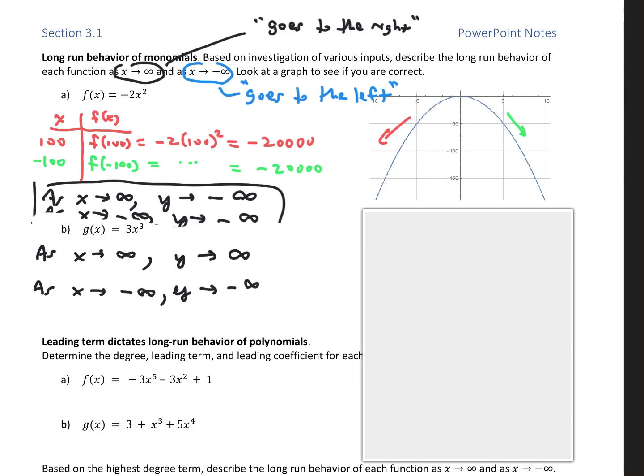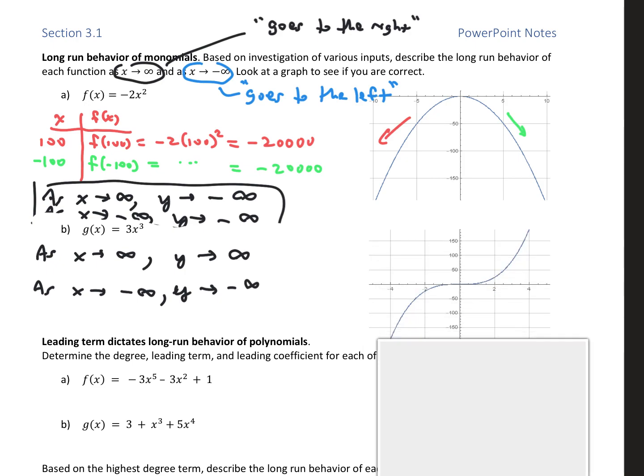And then, just like before, we can look at a real graph of this and see that that is in fact what's happening. As the x's go out to the right, the y's are going up, and as the x's go out to the left, the y's are going down. That's all that's saying. So we have fancy notation for something that's a very visual concept.